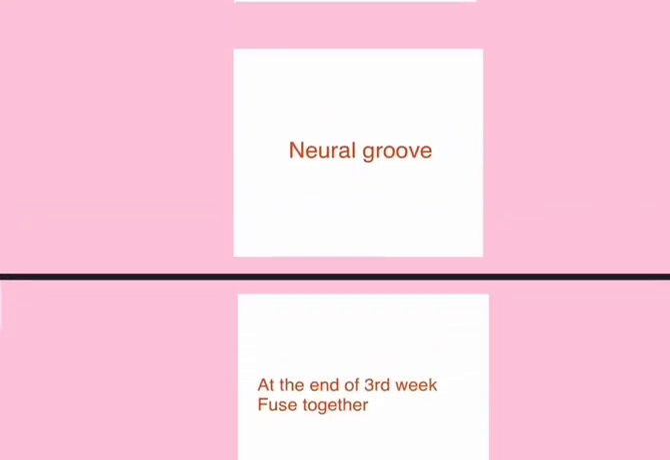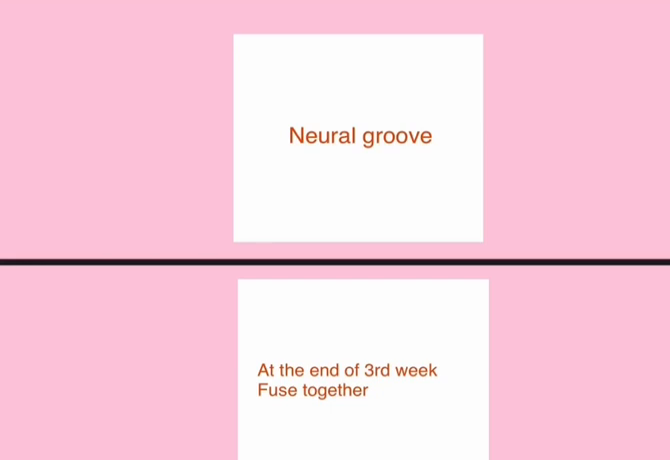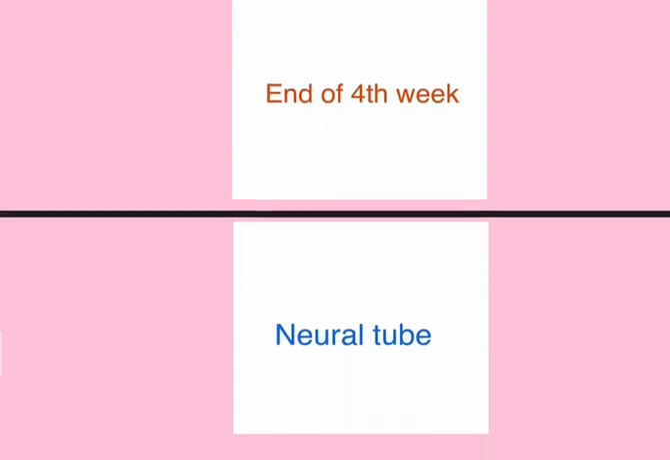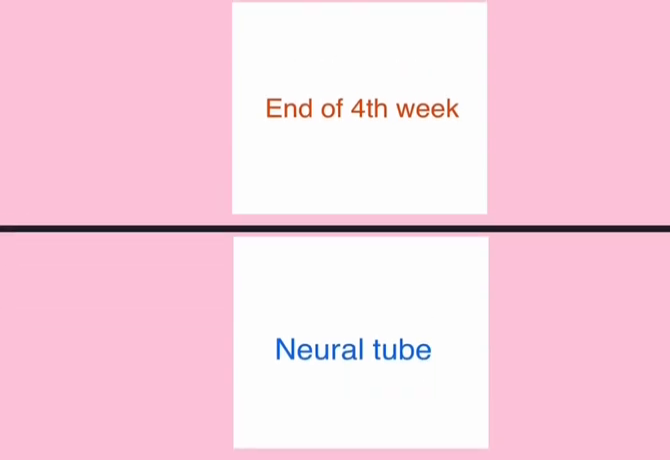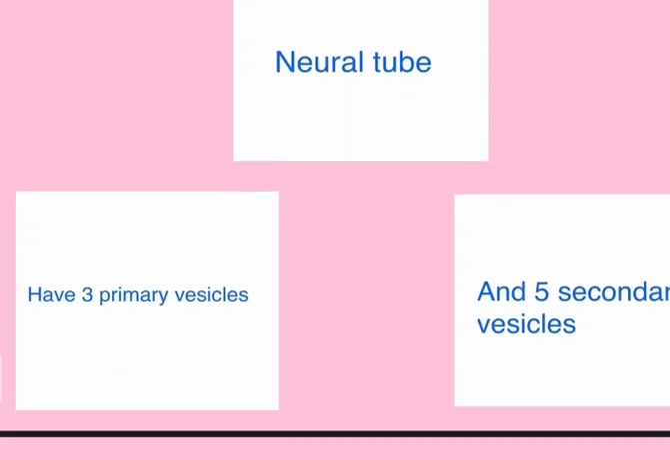Okay, the neural groove will have lateral sides, and these lateral sides will go upwards and fuse together and become something big: a neural tube. At the third week, the lateral sides will be fused together very strongly, and it creates the neural tube. By the end of the fourth week, this is a neural tube.